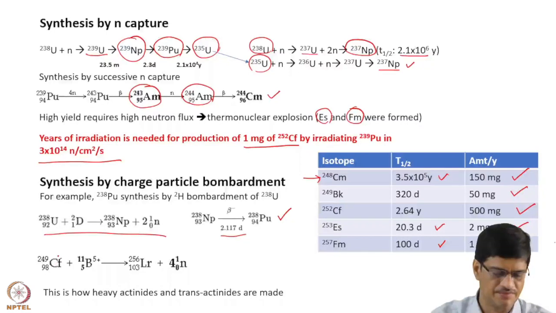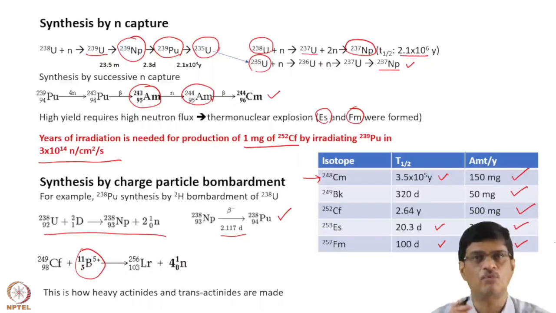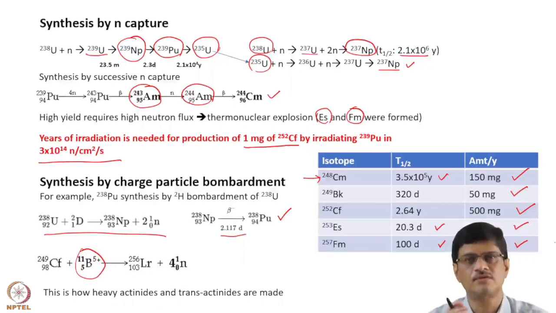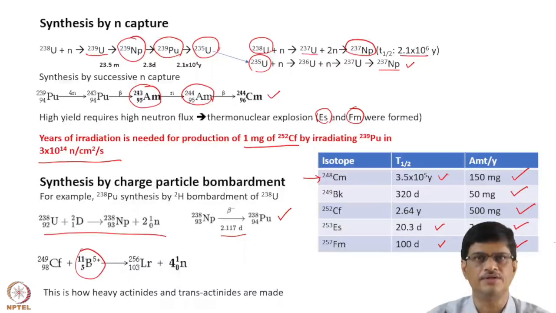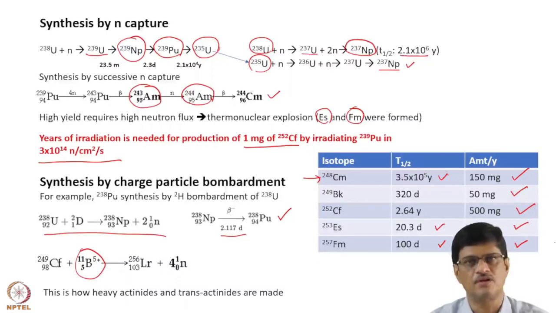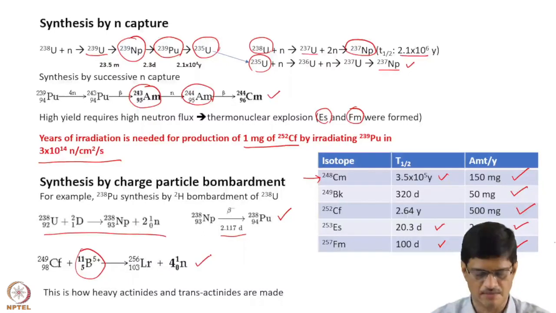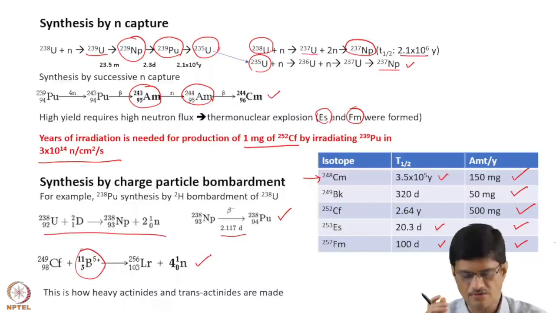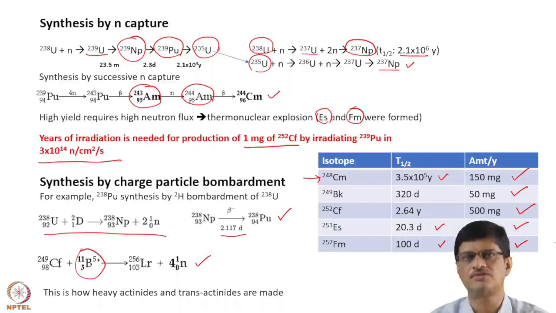Now similarly, californium can also undergo charged particle bombardment, like with a boron-11 (5+) ion beam. If it is bombarded, then it gives lawrencium-256 and 4 neutrons are emitted. This is how the heavy actinides and the transactinides are made, by bombardment with charged particles. We will cover this in more detail when we discuss the transactinides.